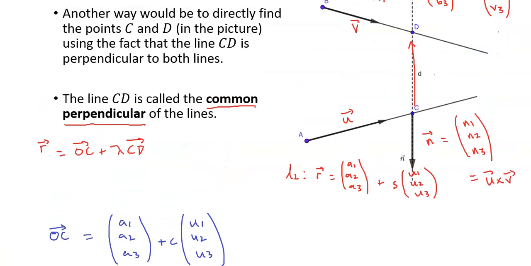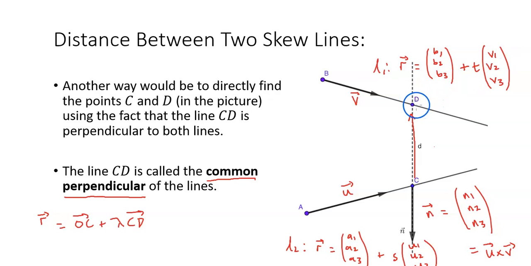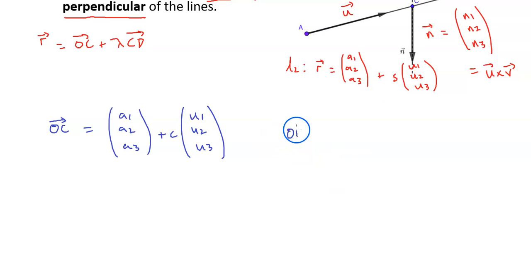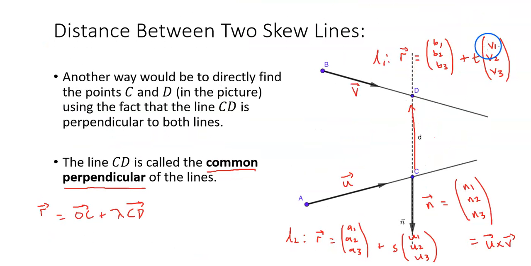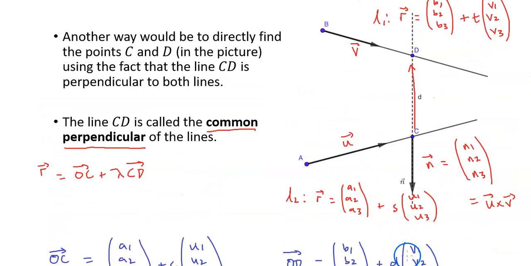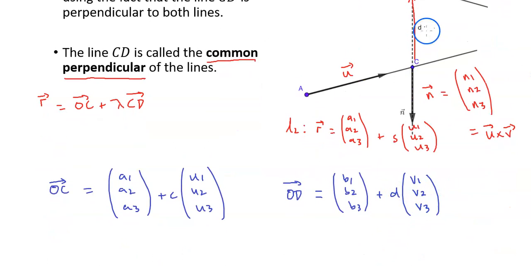And similarly, we know that since the point D is on the line L1, the vector OD is the same as (b1, b2, b3) plus d times (v1, v2, v3), where (v1, v2, v3) is the direction vector of that line. To be clear, this d and this d are not the same. In fact, let me delete that d there.